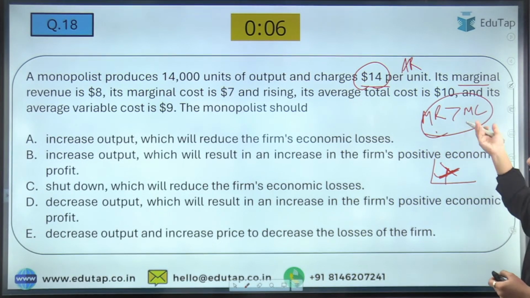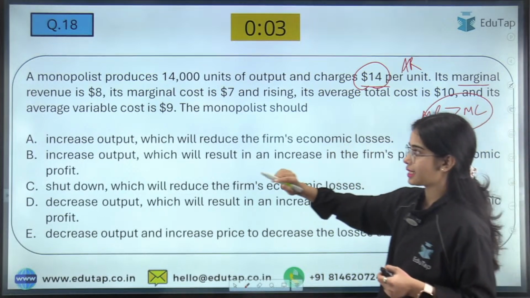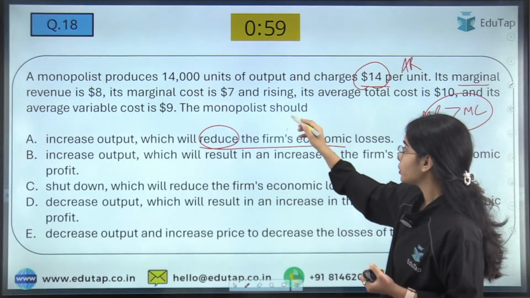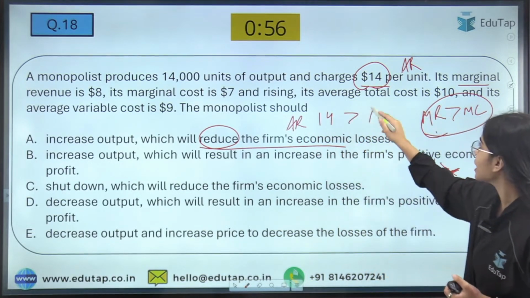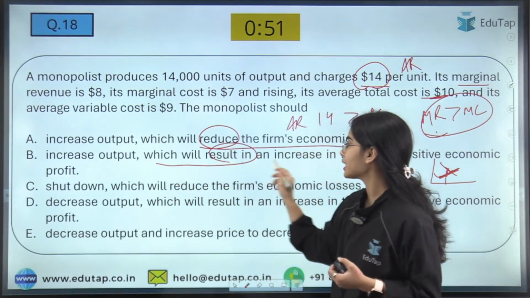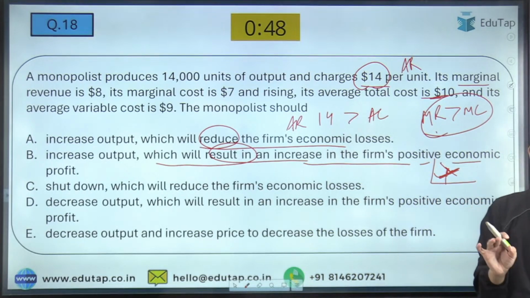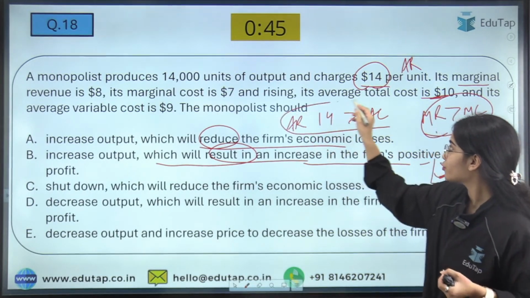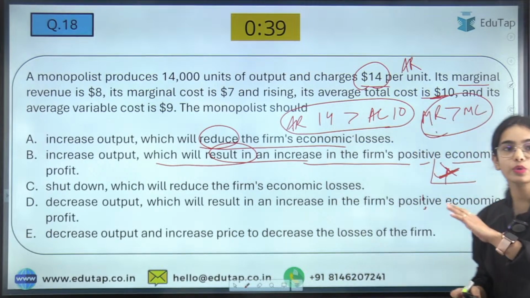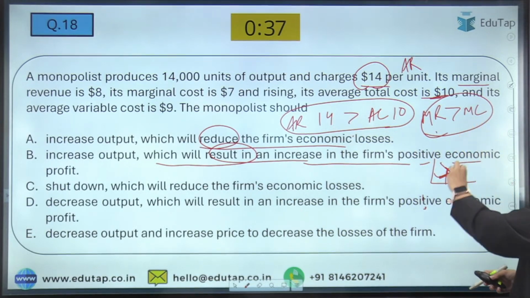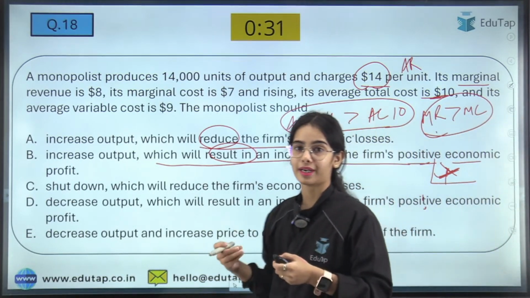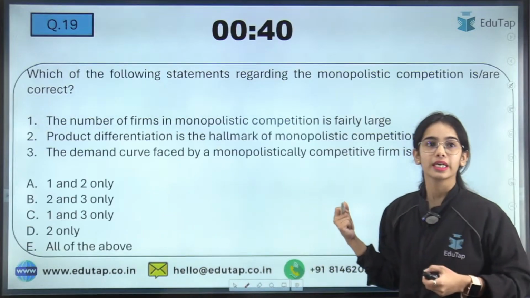So there should be more production happening. The increase in output will reduce the firm's economic losses. So is the firm making losses? The average revenue, that is 14, is greater than the average cost, that is 10. So no, the losses are not happening. Increase the output, which will result in an increase in the firm's positive economic profit. So this is correct, because here the firm is making profits. The average revenue is greater than average cost, and marginal revenue is greater than marginal cost. So increase the output, and with the increase in output, you will increase your profits. Okay. So this is the idea. B is the answer here. Very good. Coming to the next question.